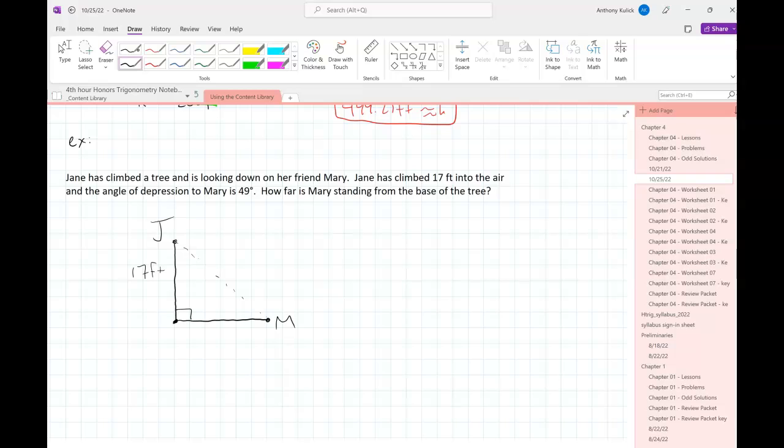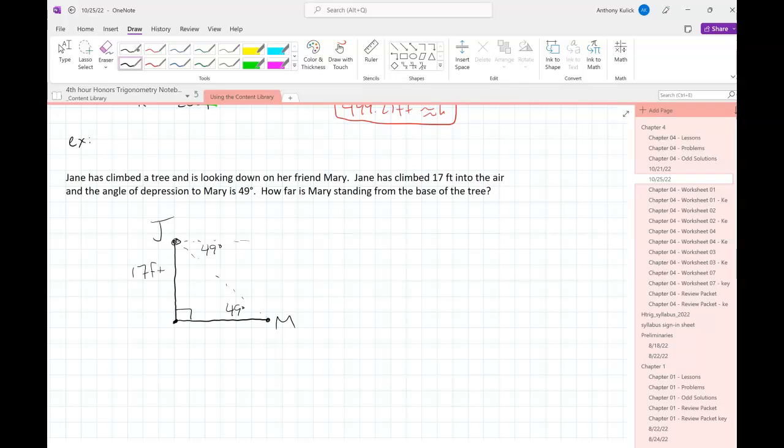Yes, angle of depression. No, on the outside. This is where the 49 goes. Or where else could you have put it? Down here by the M, right? So, alternate interior angles. But why is it outside? Because that's the angle of depression. Jane's face is here, that's her line of sight, and then she looks down at Mary.